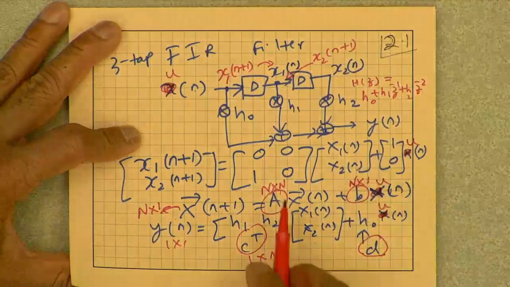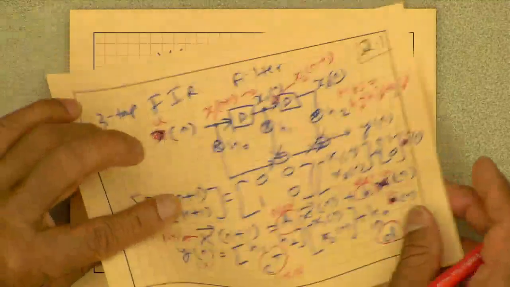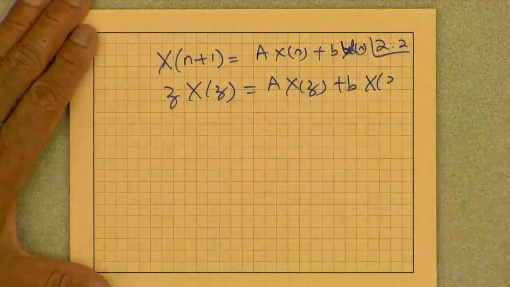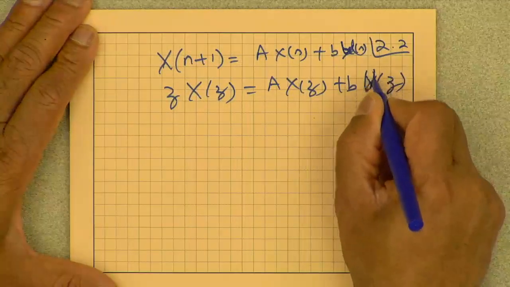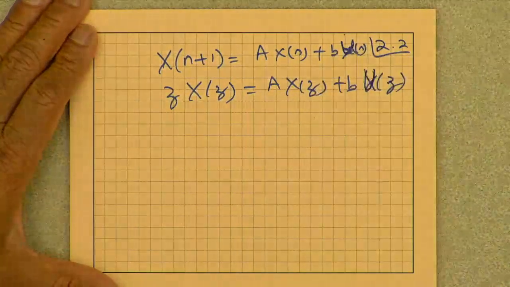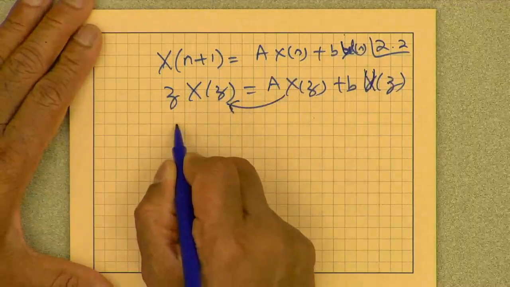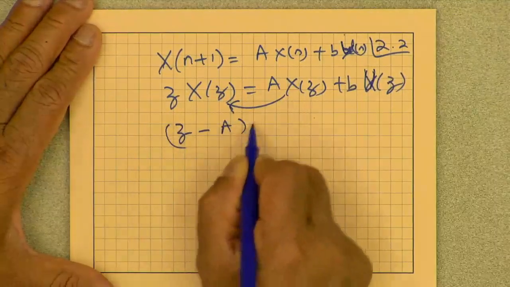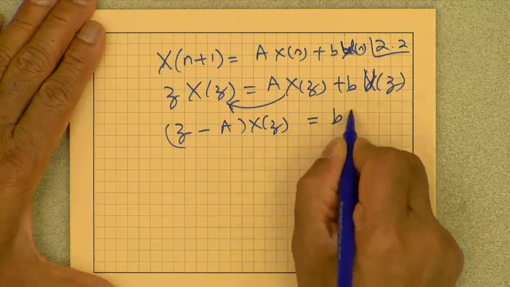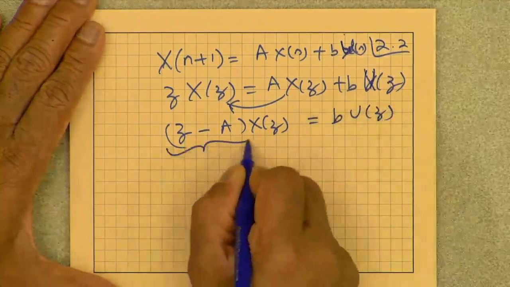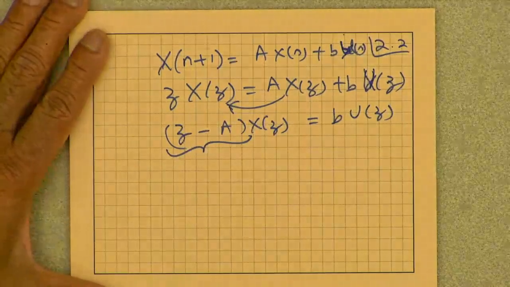So A xn plus b un, C transpose xn plus d un. So b U of z, where u is the input. And then if I bring this term to the left side, who can tell me how to correctly write this? This is a wrong way of writing. What's the correct way of writing this?